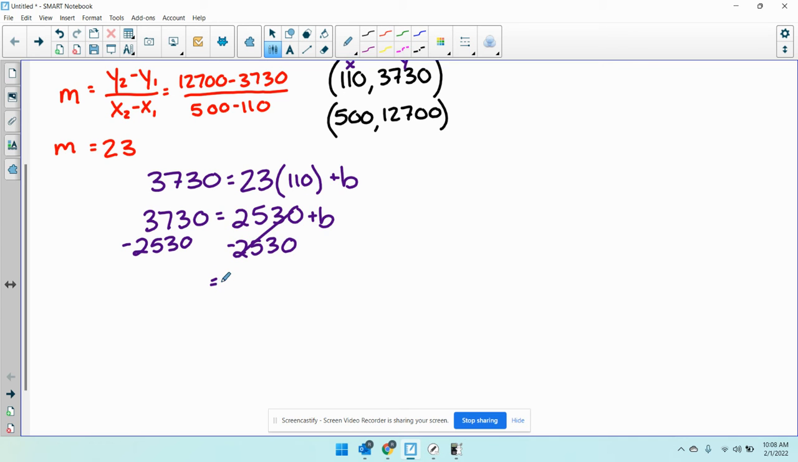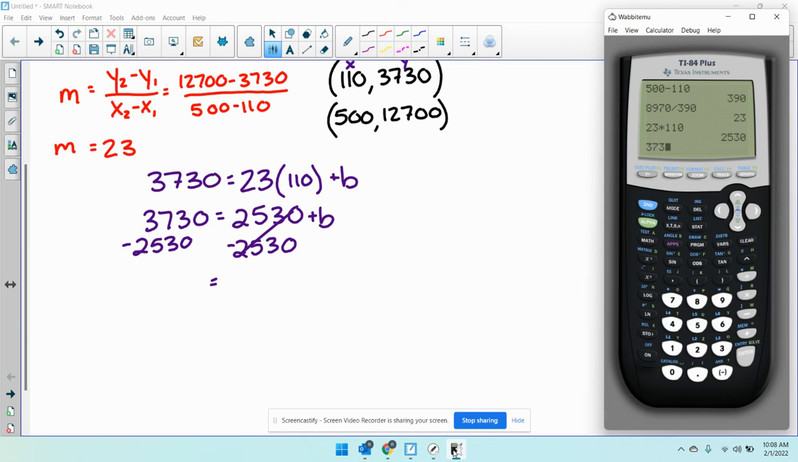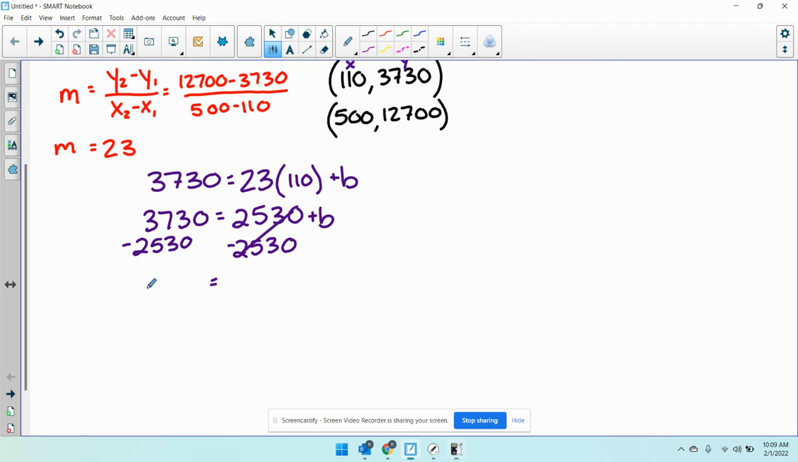I get, was that 1,200? Let's see, 3,730 minus 2,530, 1,200. So my equation is going to be y equals 23x, my original m, plus 1,200. That's going to be your answer.